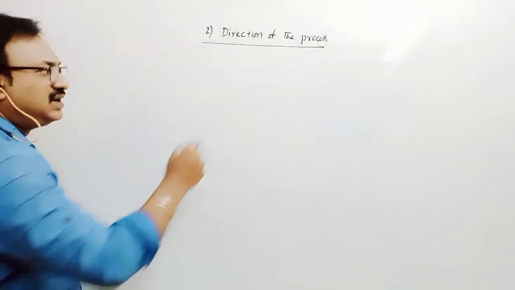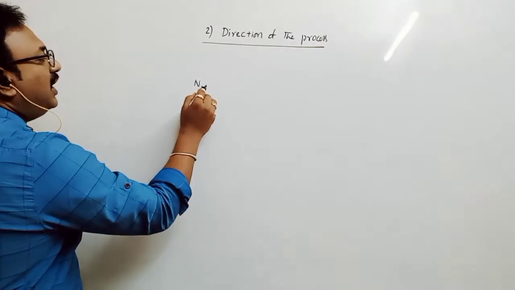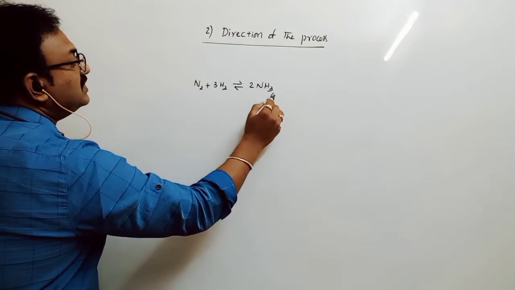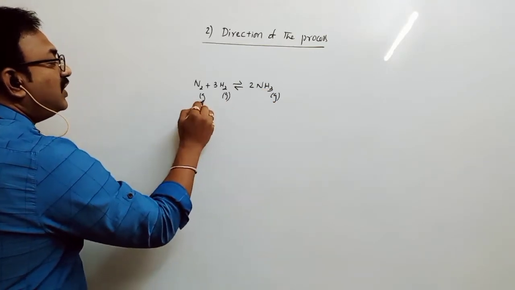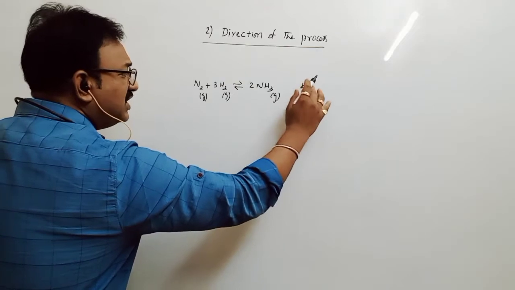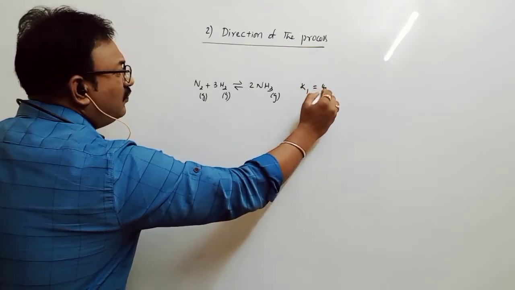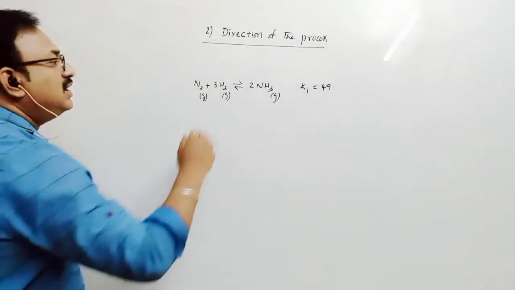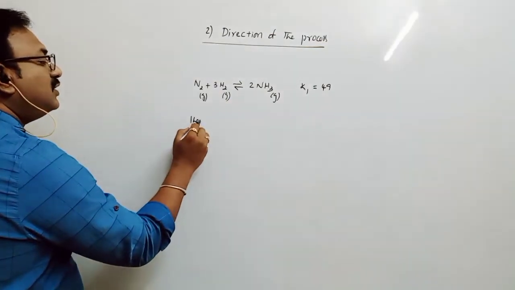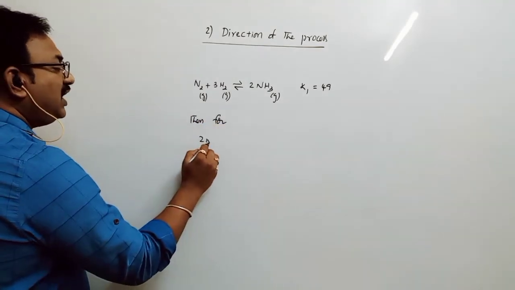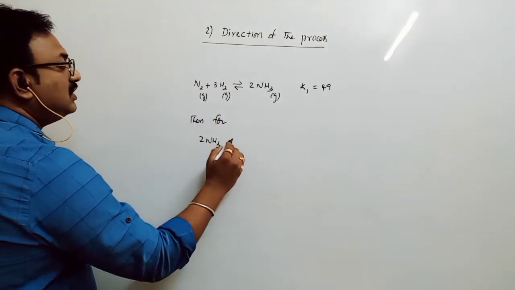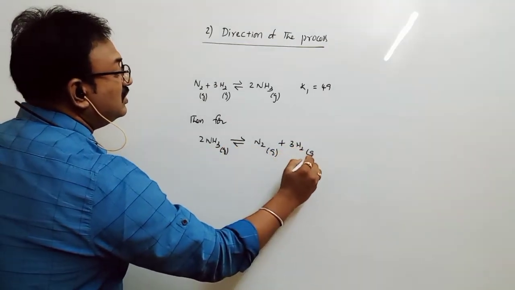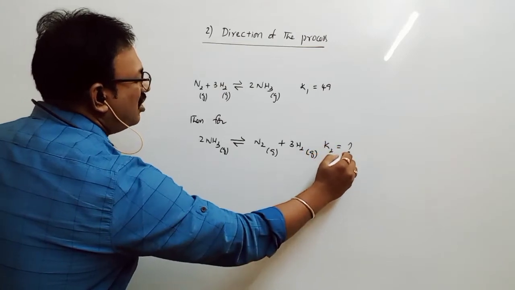That's very easy, right? For example, N2 plus 3H2 gives rise to 2NH3 gas. For this, the equilibrium constant K1 is, let me take, K1 is equal to 42. Then for 2NH3 gas gives rise to N2 gas plus 3H2 gas, K2 is equal to how much?